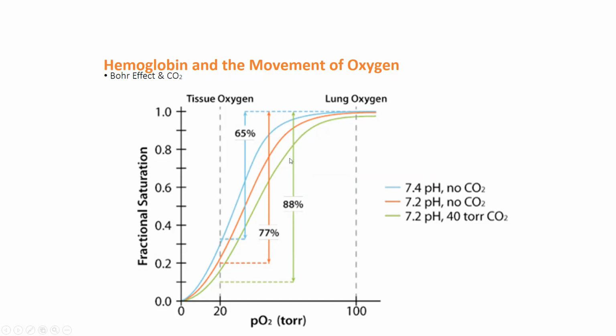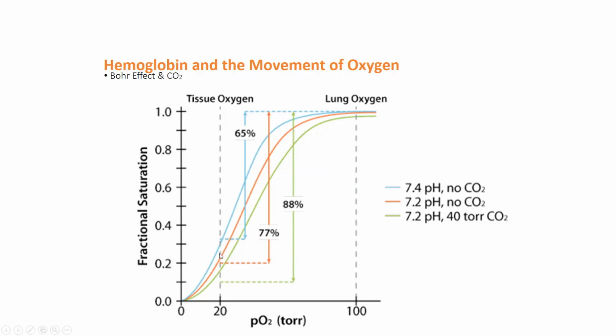so that hemoglobin can let go of oxygen. So at this partial pressure, when the tissue is only saturated with 20% oxygen, when the condition is blue, the hemoglobin is saturated with 0.3. That means it let go of 0.7. It is holding on to 0.3.